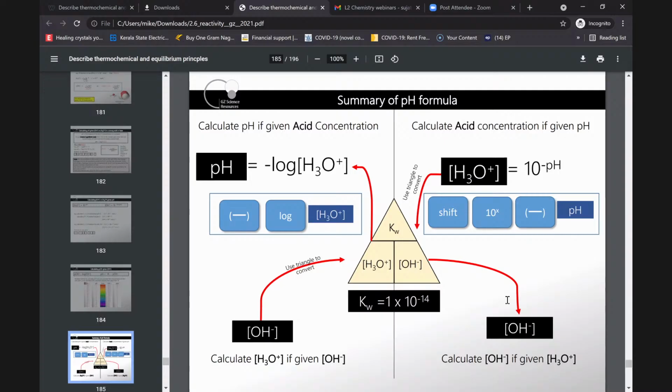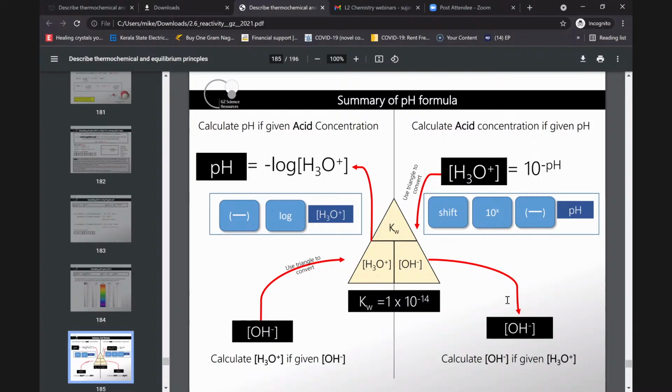Calculating the OH, if you are given hydronium ions, then obviously you are calculating your OH. So cover your OH, Kw divided by your concentration. These are the key things for you to remember in your exam.